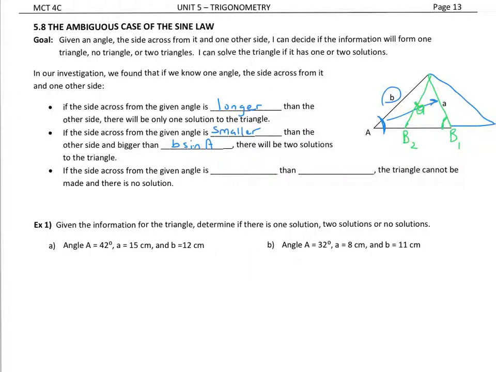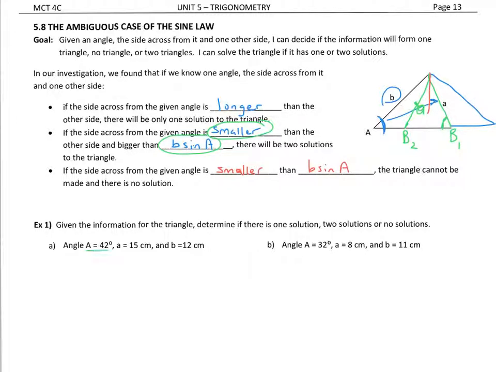That's the case if the side across from the given angle is smaller, and I'm doing this one in red so I can show that in a different color on our diagram. If it's smaller than B sine A, so the other side times the sine of the angle, then it dangles. It's not long enough to even make a triangle. These things here are the things I'm showing in green on the diagram.